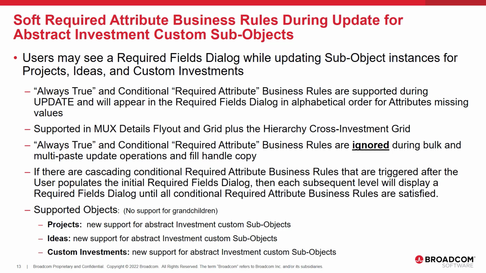If you have a dependency on conditionally required attributes, where one attribute needs to be filled out conditional based on another attribute, and so on, each time those business rules are triggered and you update a value, the second subsequent level will display another required fields dialog until all the conditionally required business rules are satisfied. And lastly, this capability is supported only for level 2 sub-objects.